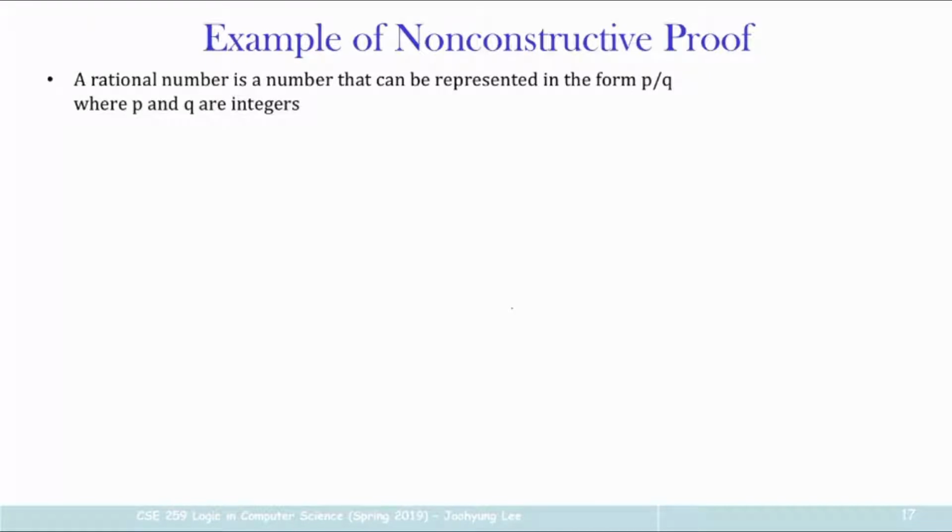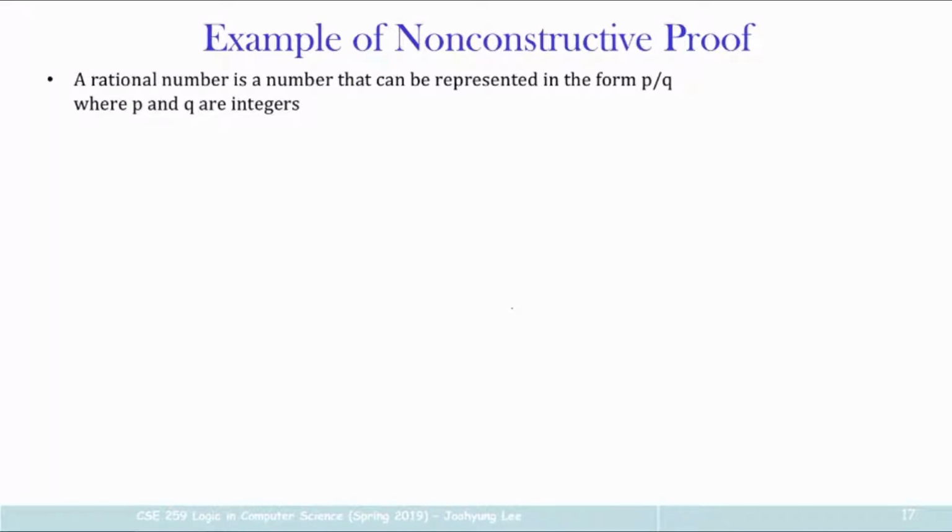It's about rational and irrational numbers. First, let's remind ourselves what a rational number is. The definition says a rational number is a number that can be represented in the form of a fraction where the numerator and denominator are integers. Have you seen this before? Then what is an irrational number? Irrational numbers are the numbers that cannot be represented by this fraction, right?